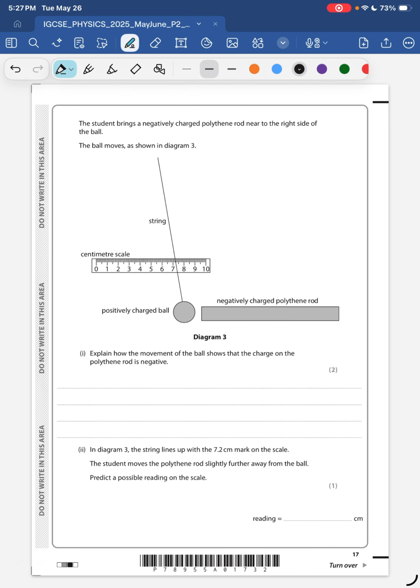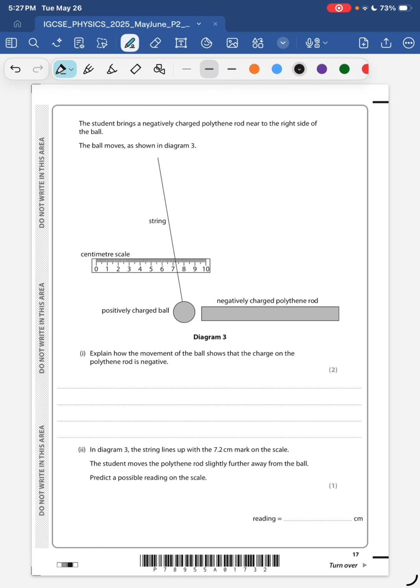The student brings a negatively charged polythene rod near the right side of the ball. The ball moves as shown in diagram 3. Question I: explain how the movement of the ball shows that the charge on the polythene rod is negative. The ball moved towards the rod. So if the ball is positive, then the polythene rod is negative because they attract each other.